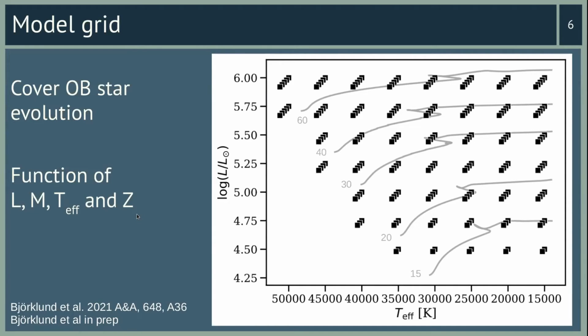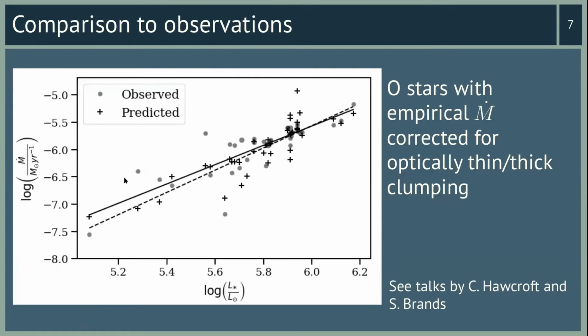From this setup, we then get these wind models and thus the mass loss rates for all of these points. And we can then study its behavior with these fundamental stellar parameters. And then such a prescription, such a recipe, depending on these parameters, we can compare to, for example, observations.